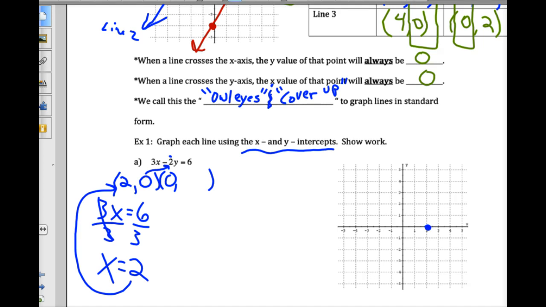Now you're going to start all over, and you're going to take 0 and plug it in for x. I've got the ability to show it with a different color pen. So put 0 in for x. What's 3 times 0?